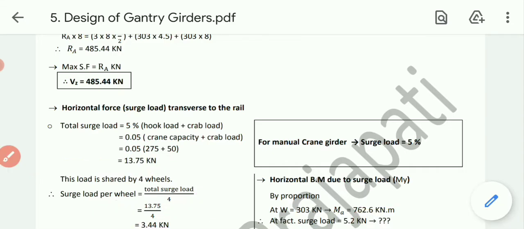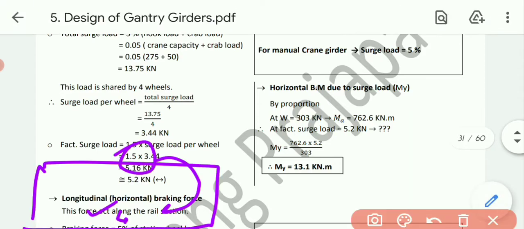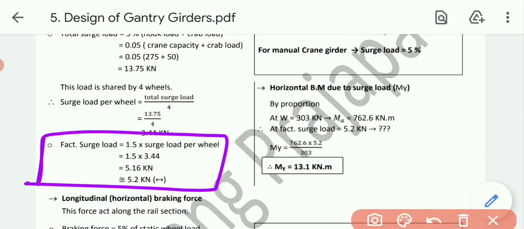That's our surge load. Then we need to convert it as per the factored criteria, limit state method. So we are converting into the factored point load, that is 1.5 multiplied by 3.44, so we will get the answer 5.16 kilonewton. So let's take the round figure value as 5.2 kilonewton.